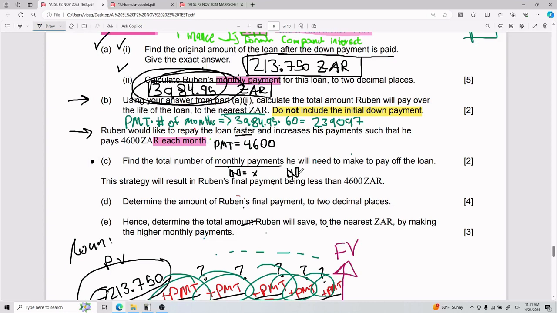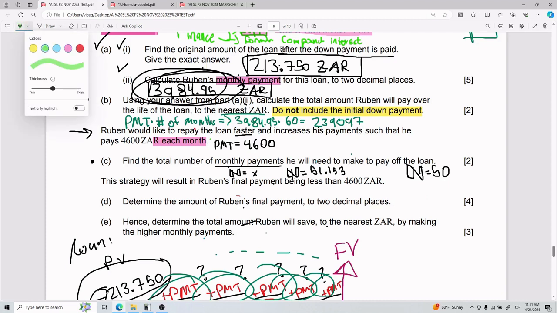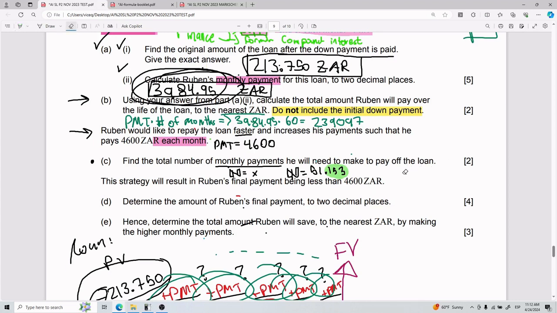Big N is going to be 51.153. Now, here's something interesting. At N equals 50, does he pay off the loan? At N equals 50, technically he does not pay off the loan because he still owes just a little bit. And so, because of context, your final answer has to be that big N is 52.